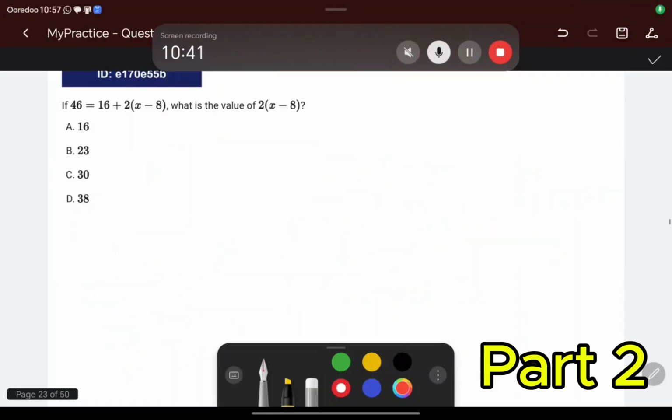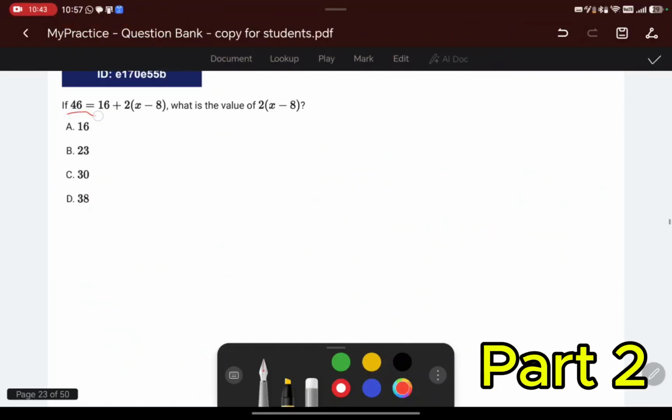Next, this is a question like here. This is given, and this is from here. We need the value of x. So from here, we will find the value of x, and then we will place that value of x here, and we get the answer.